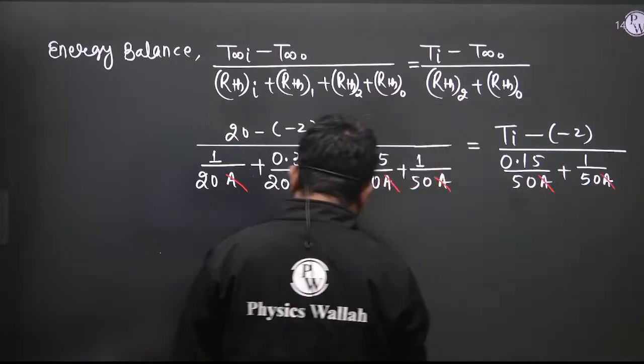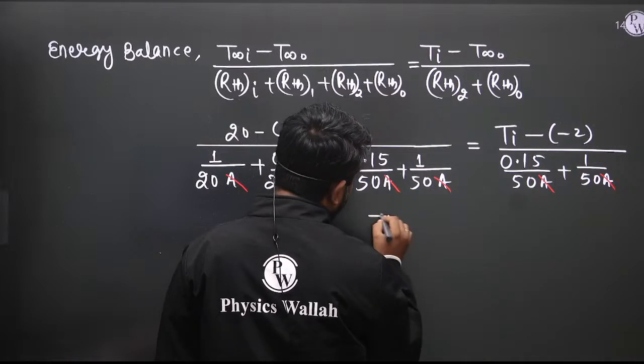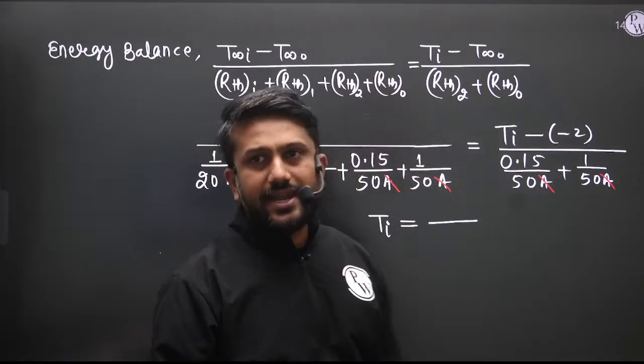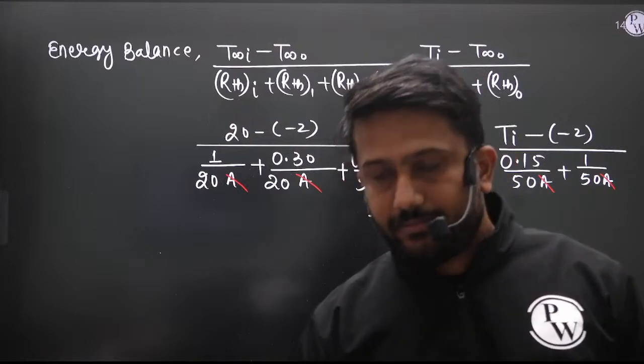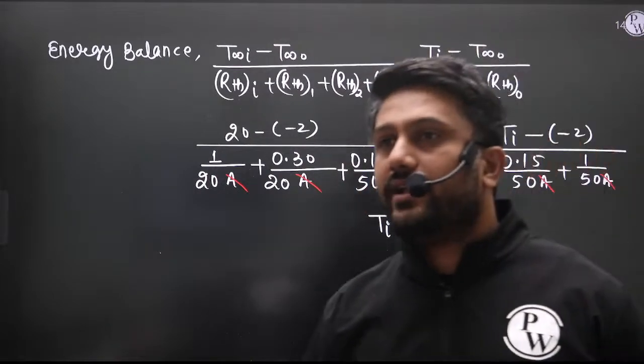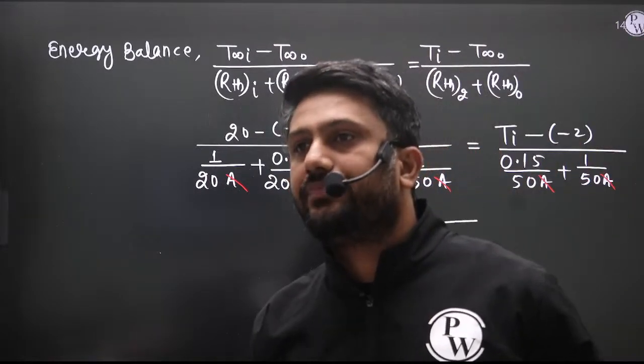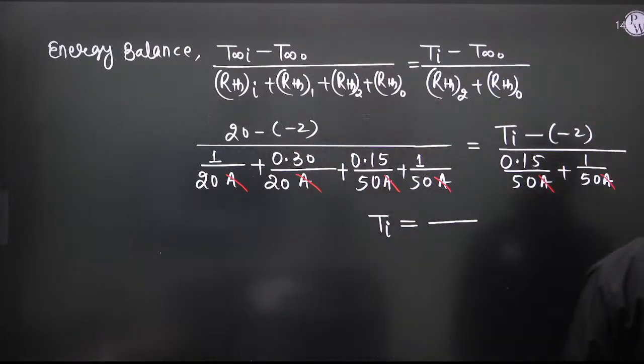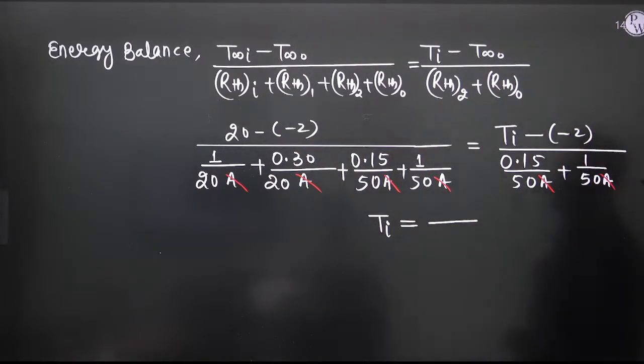There is only one unknown, and that unknown is Ti. So you can calculate Ti directly from here. So what is the answer that you are getting?